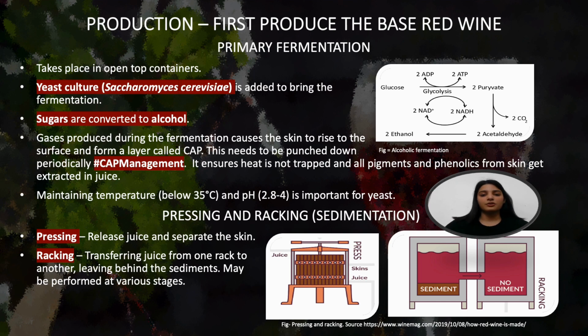After primary fermentation, the next steps are the pressing and the racking. In the pressing step, all the juices are released and the skin is separated from the juice, while in the racking step, the extracted juice is transferred from one rack to another. This helps in leaving behind the sediments and it gives more purity to the juice with each advancing step.